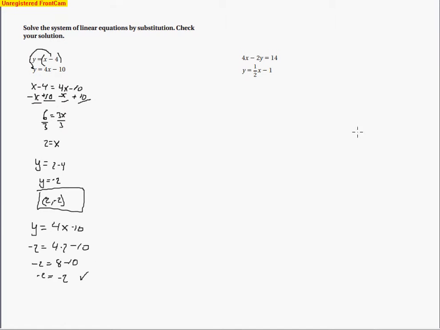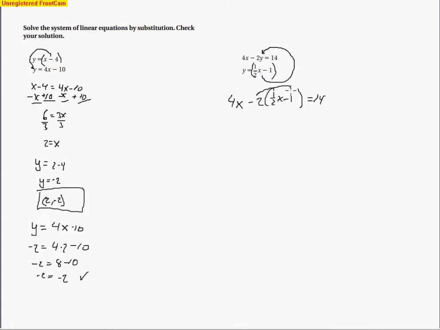Well, another substitution problem that's a little bit tougher is when we don't have the variable solved for. We can still do it, though. We're going to substitute y equals 1/2 x minus 1. So 1/2 x minus 1 is what y is. We'll put that in the other equation. So 4x minus 2, but in place of y, you put that expression, 1/2 x minus 1. You set that equal to 14.